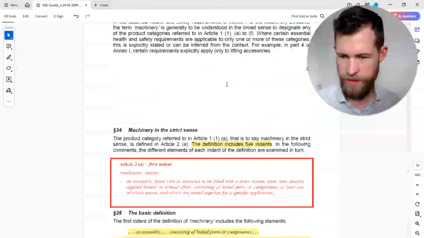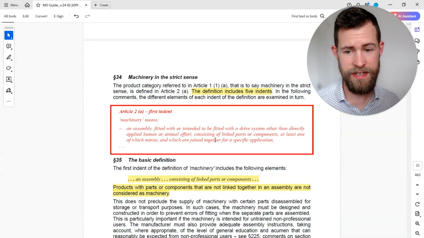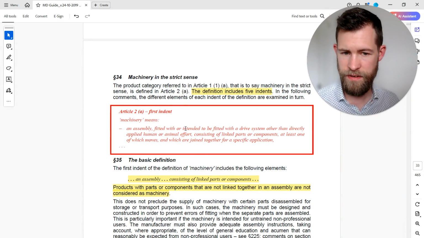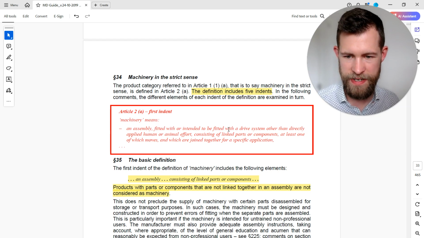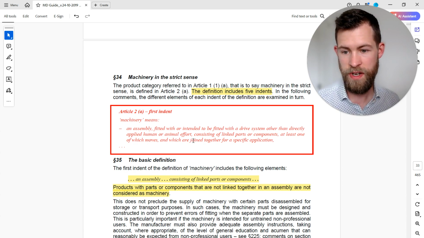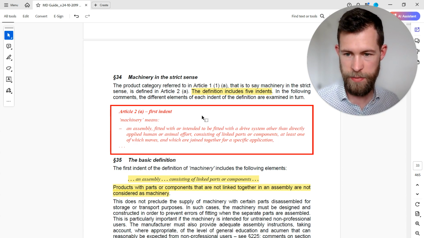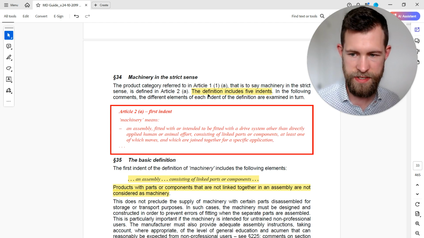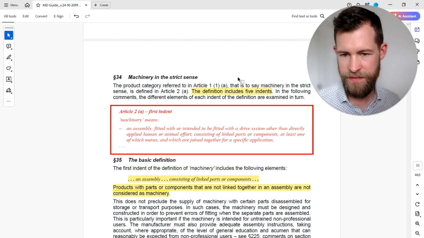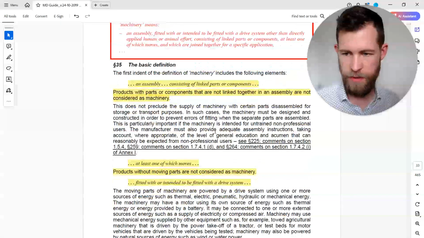So we'll scroll down a bit further. So here we've got this first indent, and this is taken from the Machinery Directive. So this is stating that machinery means an assembly fitted with or intended to be fitted with a drive system other than directly applied human or animal effort, consisting of linked parts or components, at least one of which moves and which are joined together for a specific application. So there are 5 indents here, giving us an idea of, or unpacking, what machinery is, how it's defined, and the guide gives you a bit more information.